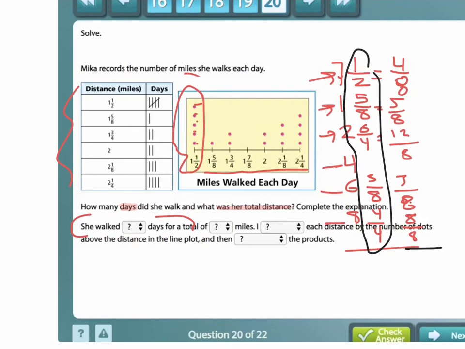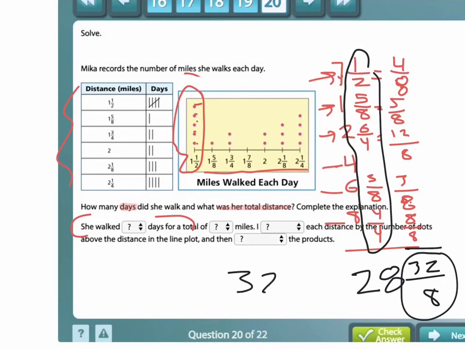So I have all these numbers here, and I'm just going to go ahead and add up all my eighths. So when I add up all my eighths, I end up with 32 eighths and 28 wholes. And I can convert 32 eighths. 8 goes into 32 4 times, so that's 4 more wholes. And so I have 28 plus 4, which would be 32 miles that she walks.